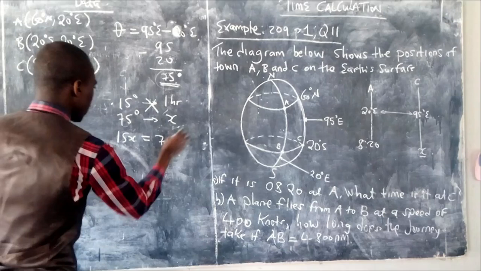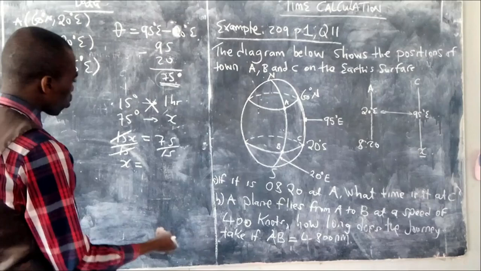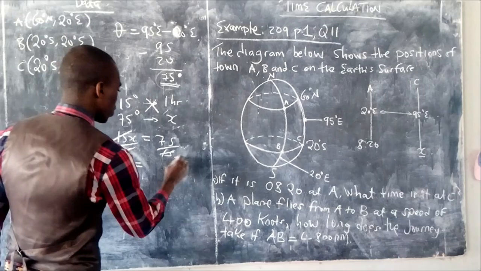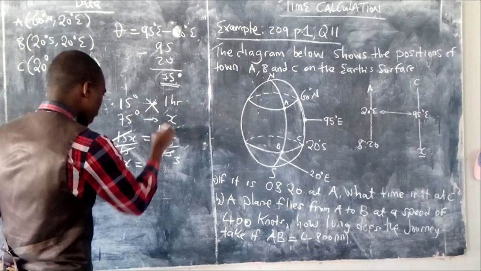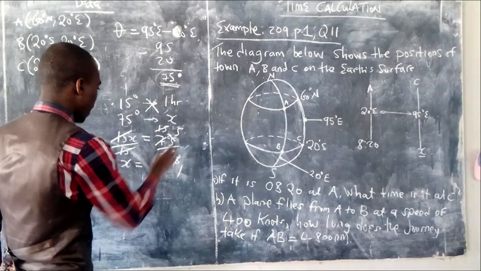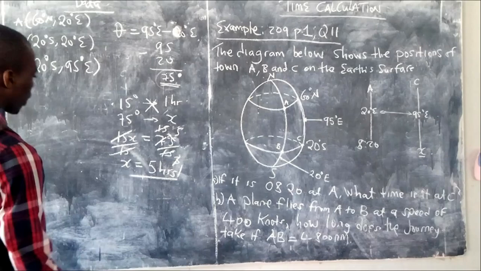Then we can divide. The secret here is, if you are not sure about something, you can reduce these numbers. Let's use 5: 5 into 75 gives 15, and 5 into 15 gives 3, so x is equal to 5. It is giving us 5 hours. So the secret to paper 1 is, whenever you are dividing, make sure you simplify your terms. So we have 5 hours now.